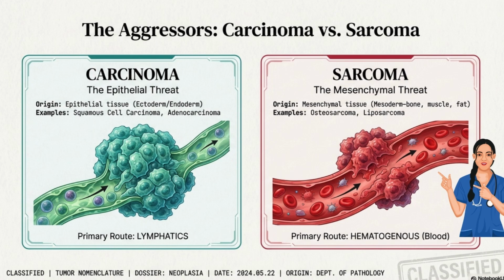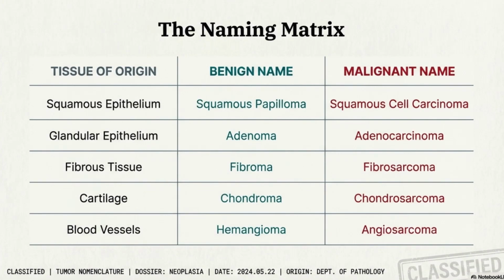Sarcoma. They are the malignant tumors arising from mesenchymal tissue. For example, mesoderm, bone, muscle, fat. They spread via blood usually. Example, osteosarcoma, liposarcoma. This is the naming rule book or the OMA logic.